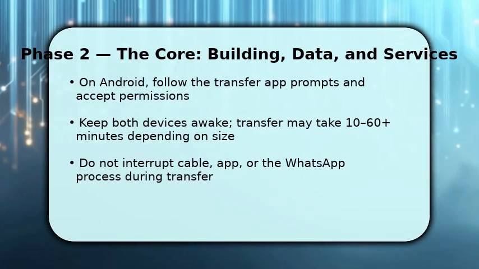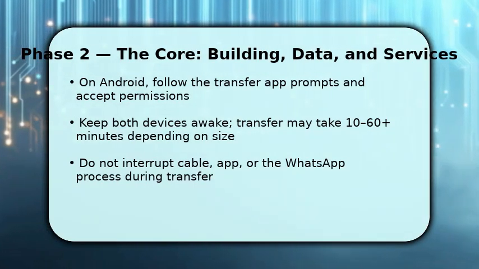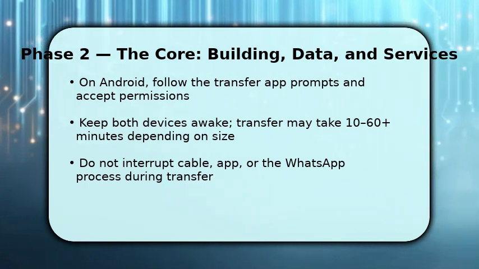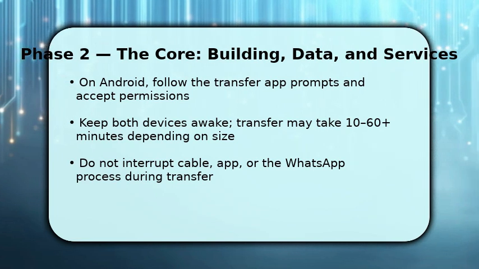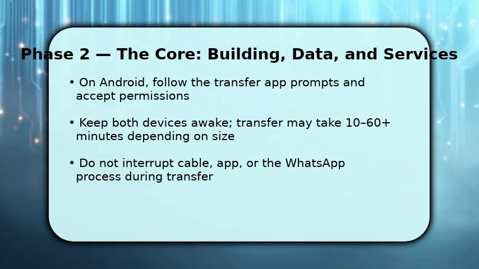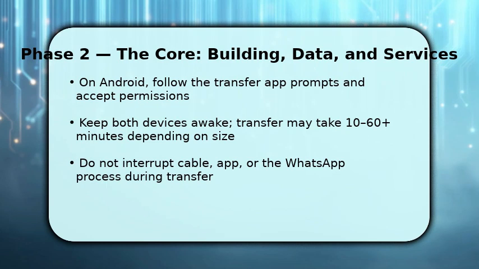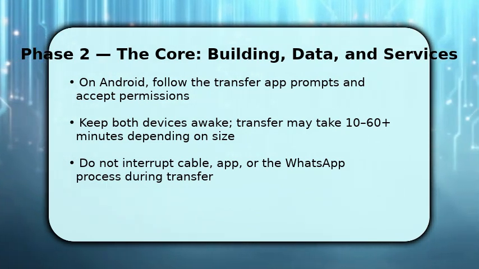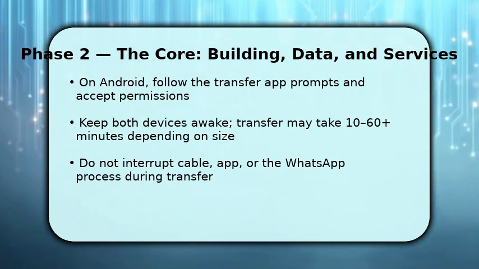Once the devices are talking, you let the transfer tool run. Grant storage and contacts permissions on Android so messages and media can be written to local storage. Monitor progress bars. Larger chats with videos take longer. If you see prompts to scan a QR code, use the iPhone WhatsApp scanner. This pairs accounts and verifies your phone number.